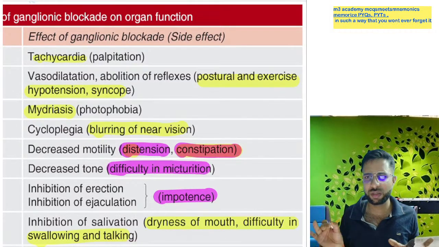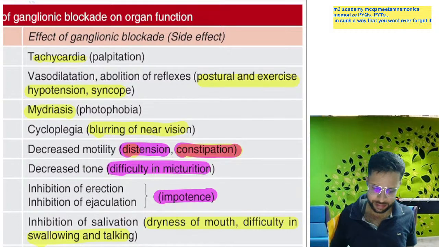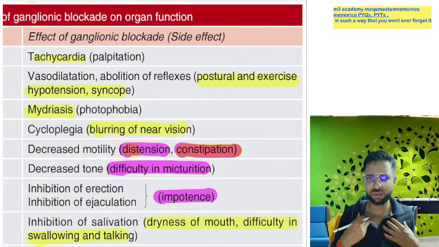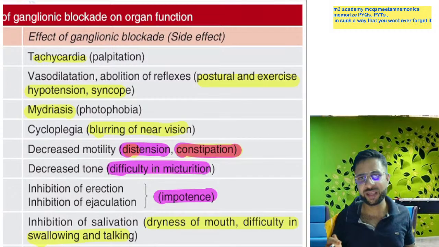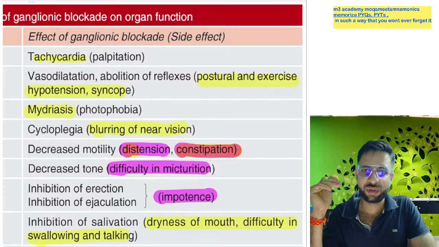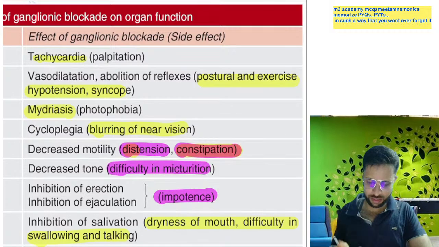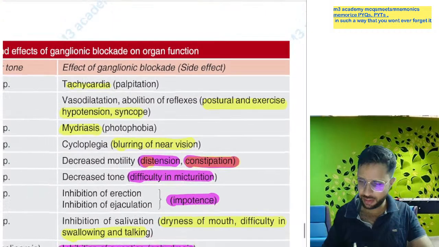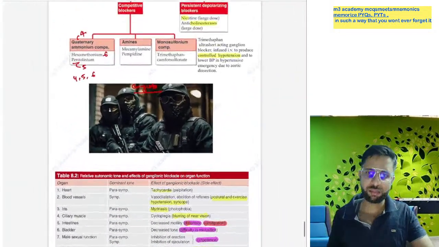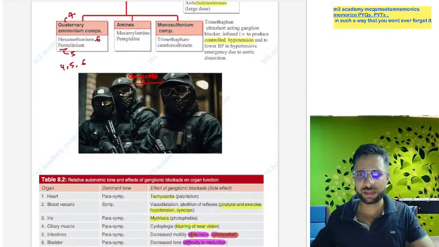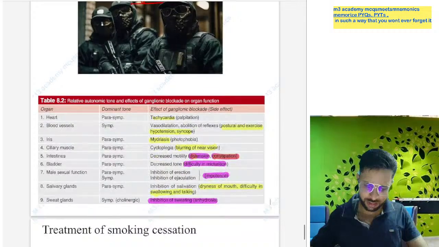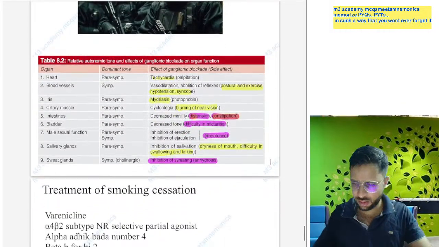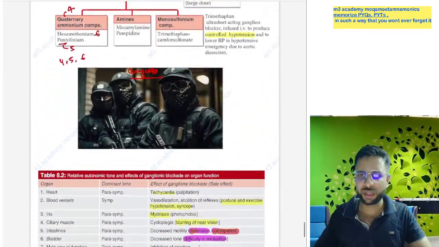Obviously you cannot talk in front of this gang, and obviously you get sweating, but your sweating is inhibited. You suffer fear at such an extreme level that your sweating is inhibited, anhidrosis. Just for remembering purposes, assume this scene: you are in front of the gang, and what is happening to you. These are the features of ganglionic blockade on the organs, and this slide is taken from KD Tripathi.